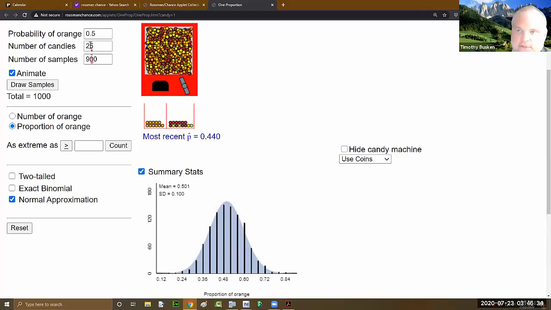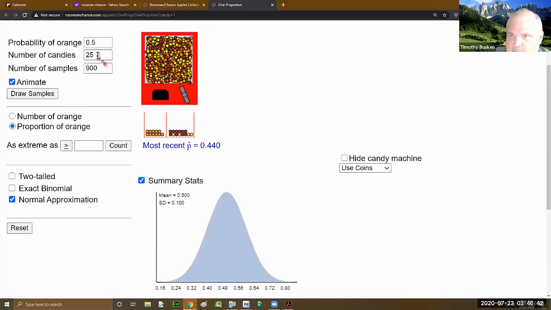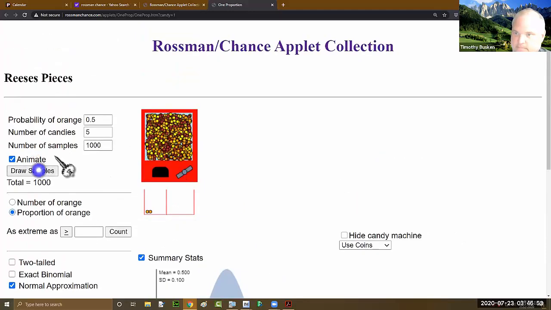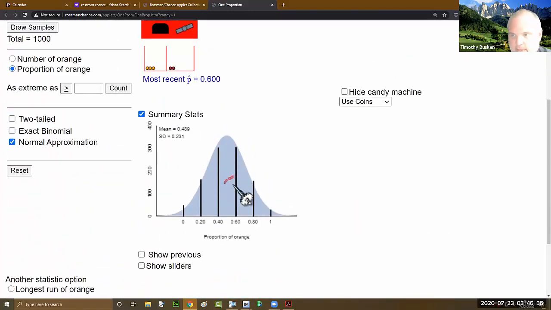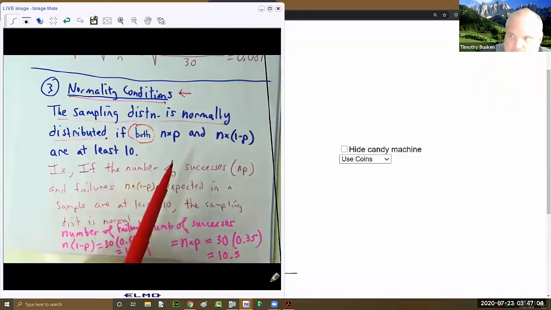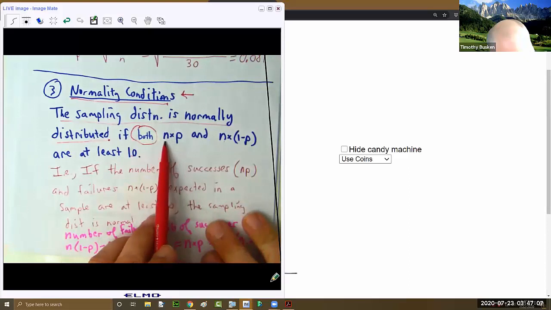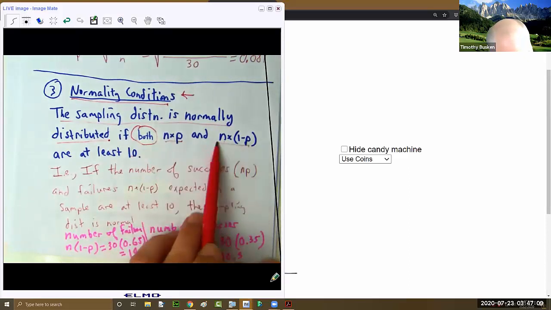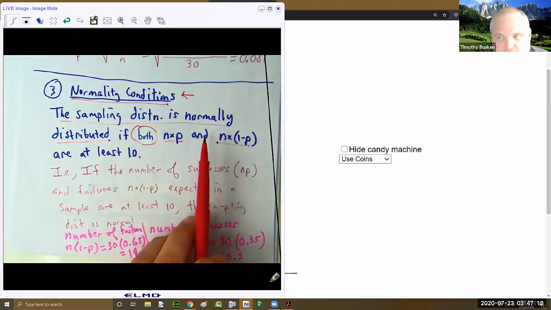If we were to change our sample size, let me change my sample size to 5, and let me have 1,000 samples. Let's see what happens. It looks like you're still getting a normal curve. So there are many times where even when these conditions aren't satisfied, you still get a graph that's approximately normal.